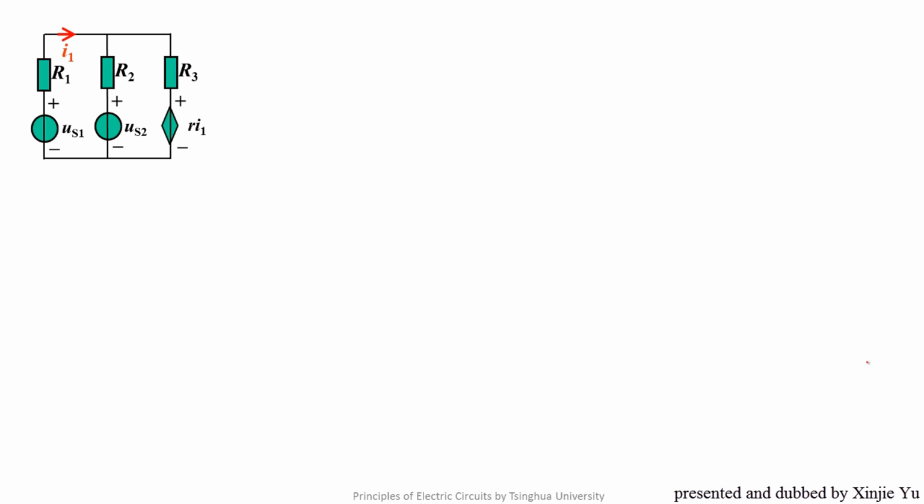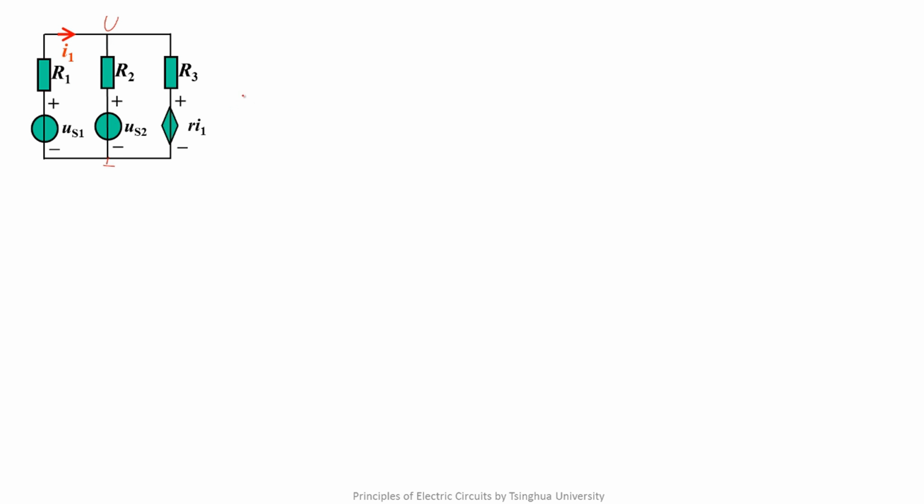For further discussion of this viewpoint, we take this circuit as an example. In last week's lecture, we introduced two standard methods for solving circuits, that is the node voltage method and the loop current method. We use the node voltage method to solve this circuit. Suppose this is a reference node, then the circuit only has one unknown node voltage. In other words, as long as we find the node voltage U, we can find any branch variable.